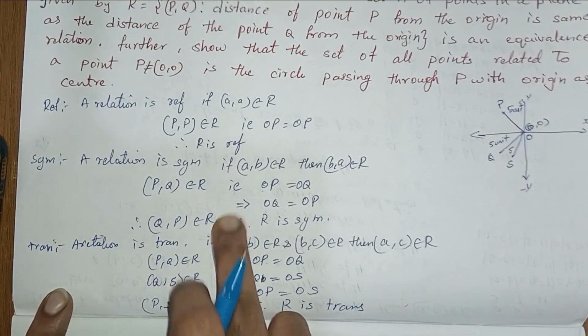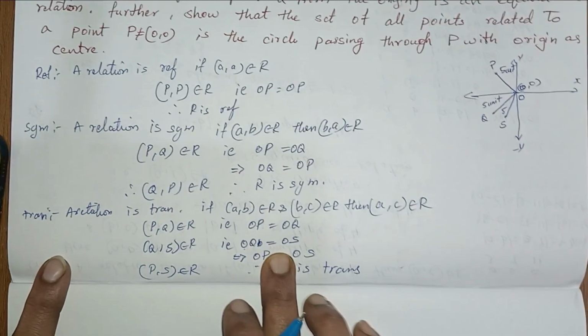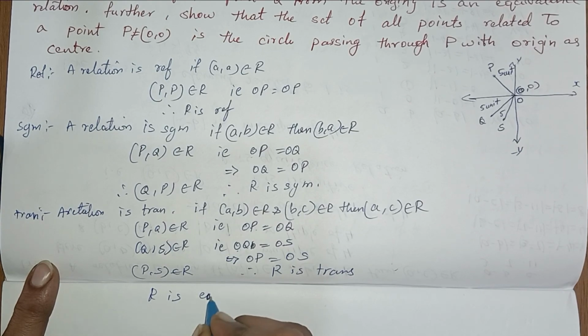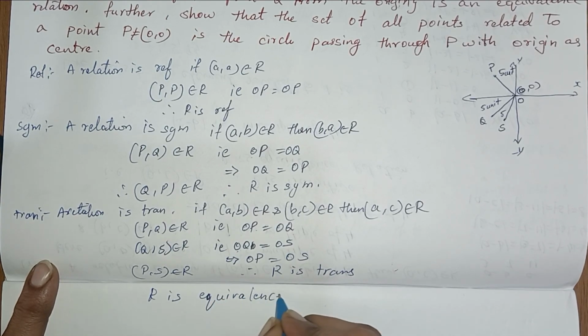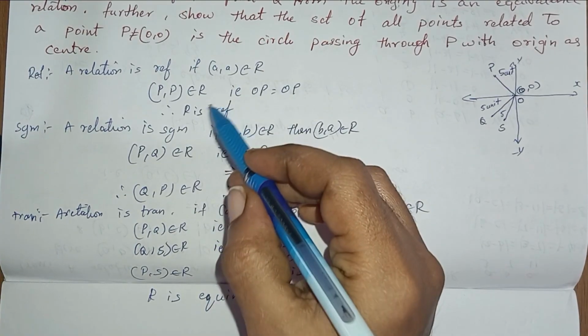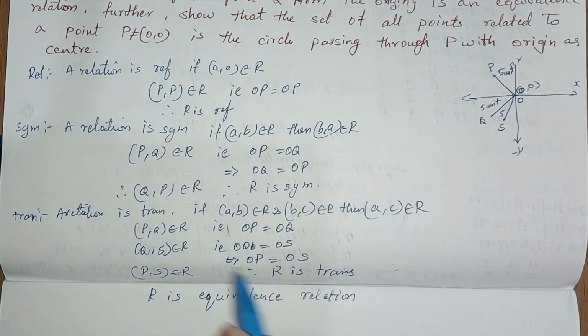So we have proved reflexive, symmetric and transitive. So the relation R is an equivalence relation. All three conditions are satisfied. So now it is an equivalence relation.